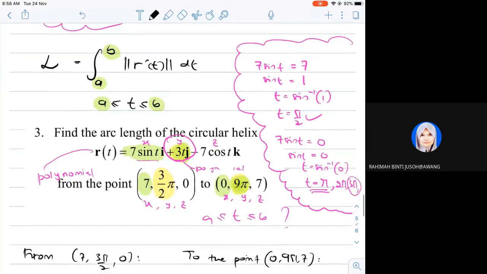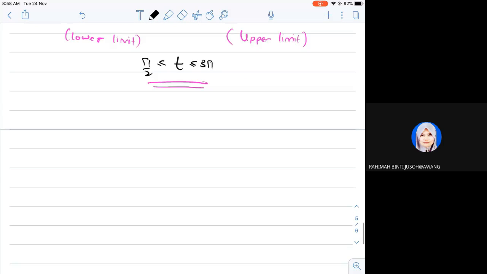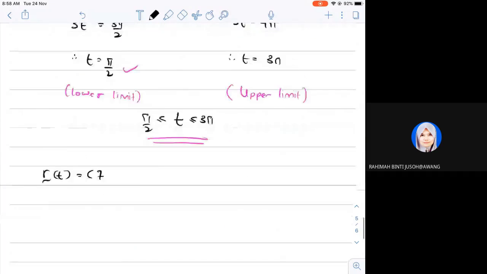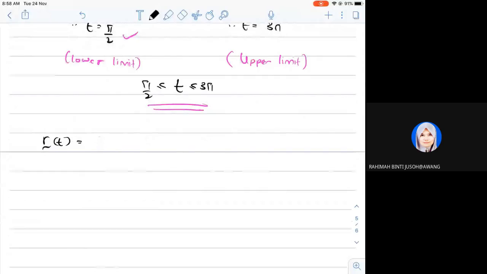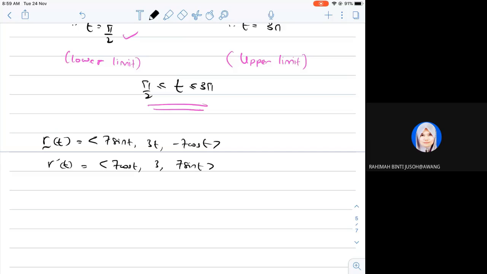Next we have to find r prime t. We are given r t equals 7 sin 3t, 3t, and negative 7 cos t. So r prime t should equal: differentiate 7 sine, we get 7 cos t, and then we have 3, and then negative 7 cos t should be positive 7 sine t. Okay, like this.